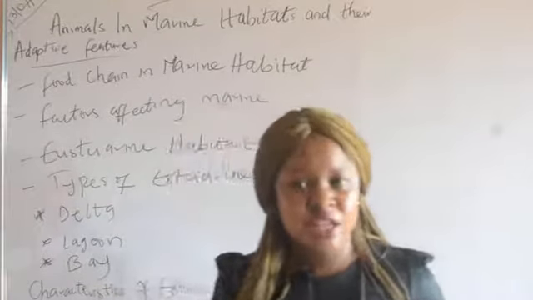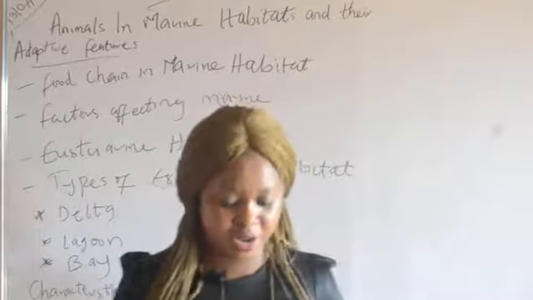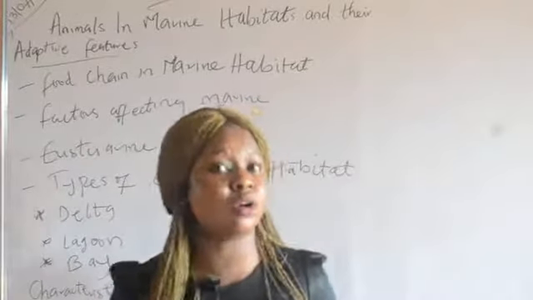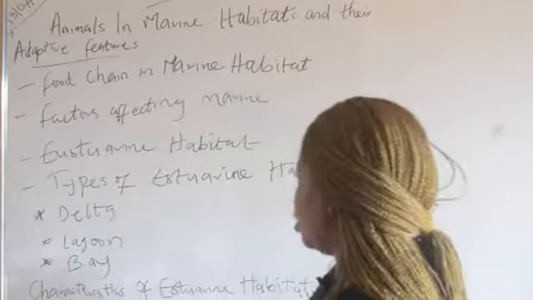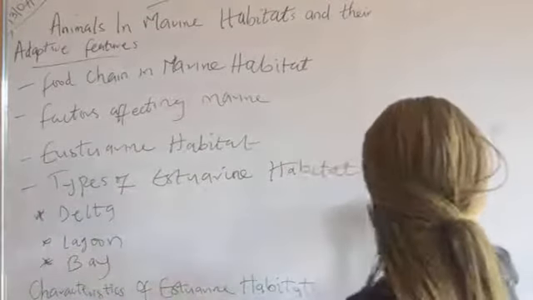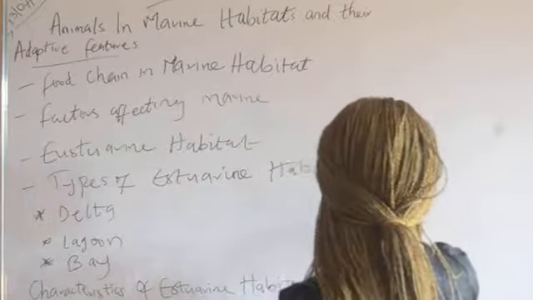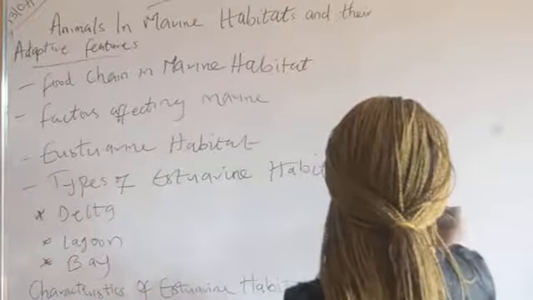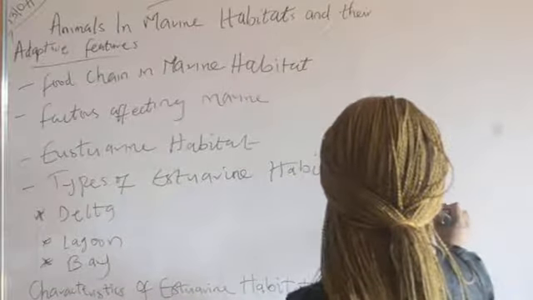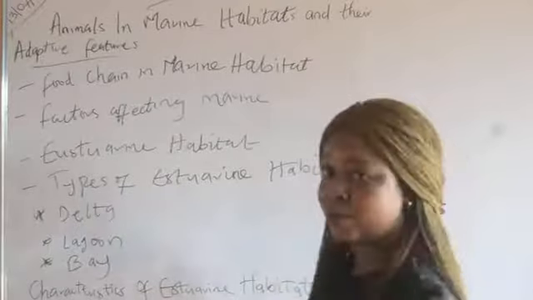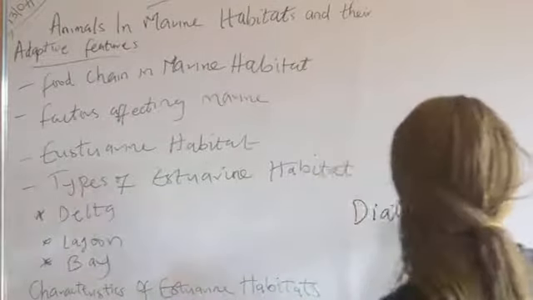Okay, there are levels of food chain in a marine habitat. A typical food chain in a marine habitat can have up to 3 or 4 levels. For instance, let's draw a food chain. The first one is the diatom. The diatoms are plants. They are aquatic plants. They are algae.